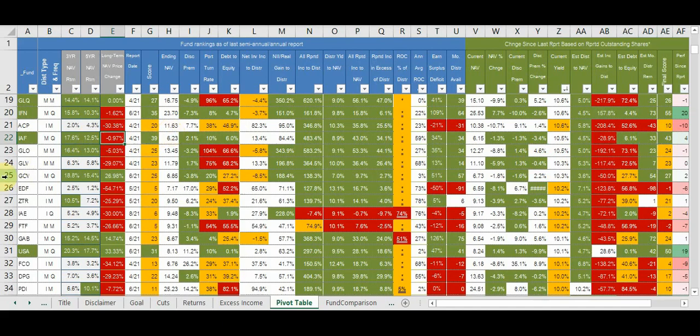Also, not far below that, you see the fund USA, which has a score of 50, estimated monthly distributions remaining of 42, a 10.1% yield, and a score of 31.